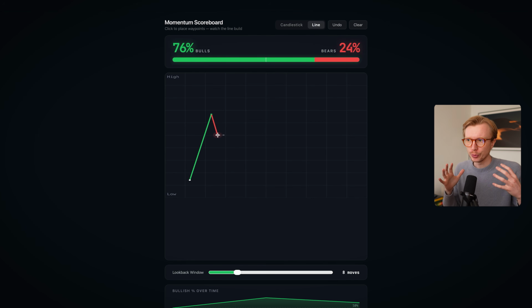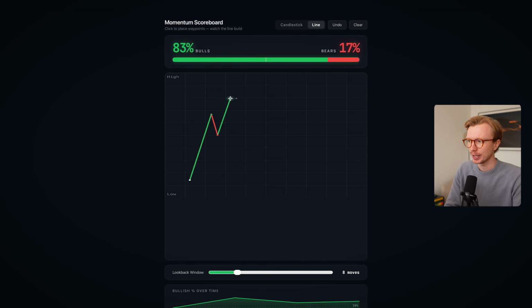Again, these are just random numbers, just to get the idea across. So if we now continue higher right here, it doesn't mean we are just bullish. It's not binary, if that makes sense. So we might be 83% bullish right there, 17% bearish. Because we are also a little bit bearish, that creates the retracement.